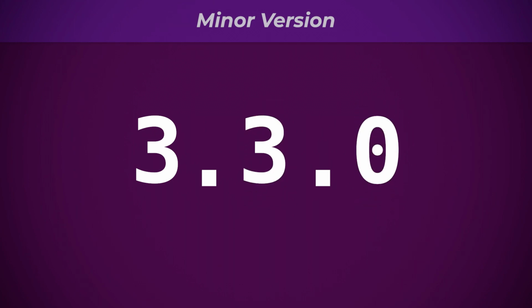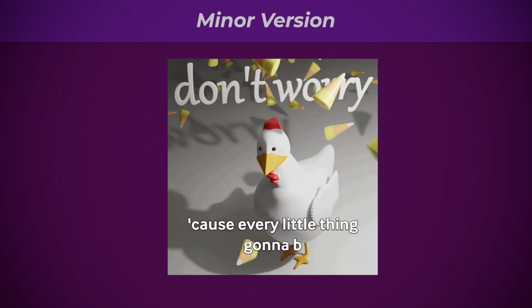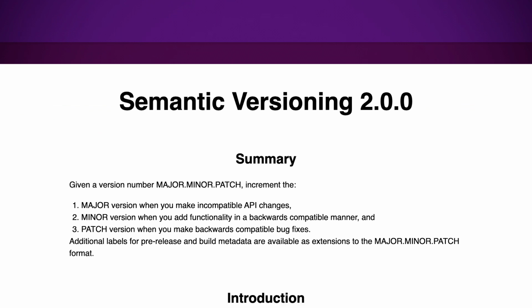So then we have the minor version. The change from Godot 3.2 to Godot 3.3 is considered a minor version change. This indicates that we have added new and exciting features or functionality while remaining mostly backwards compatible. You should not have to fear at all when moving from one minor version to another. In semantic versioning, however, it's a little bit different.